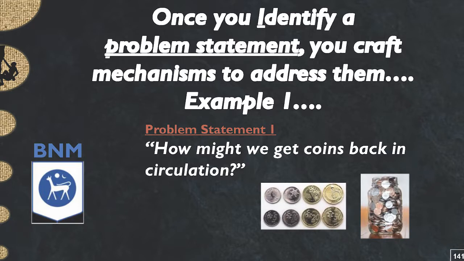The first one is from banking. This is a little project I did with the National Bank of Malaysia, and they have an interesting problem. Their problem statement was basically this: how can we get coins back in circulation? These are the guys who are like the Federal Reserve, essentially. They print all the money, they manage all the banks and stuff.